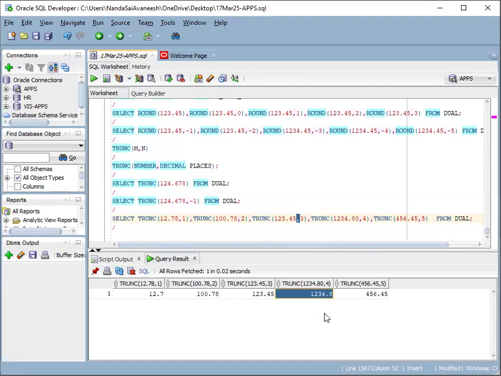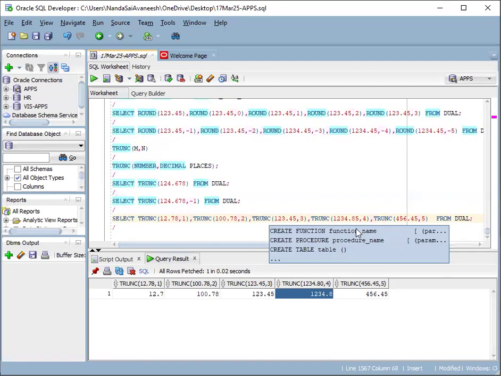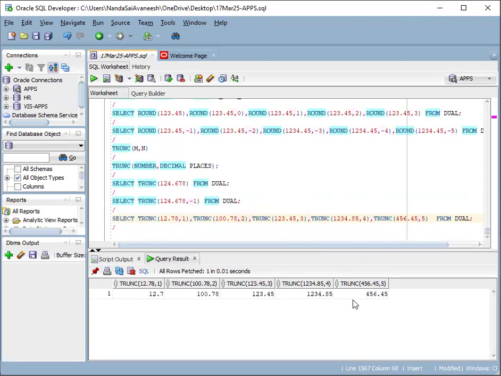Same way here 80 is there, so the 0 is not considered. Suppose if I say 85, then it should be 85 here. Same way you can use the minus value here.